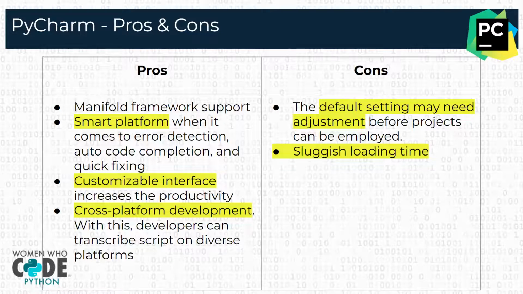So some pros. There is many and various framework support. And PyCharm is a really smart platform when it comes to error detection, auto code completion, and quick fixing. And it has a customizable interface that increases productivity, and the cross-platform development enables developers to write script on diverse platforms. So because of this, it is considered as one of the best Python code editors.